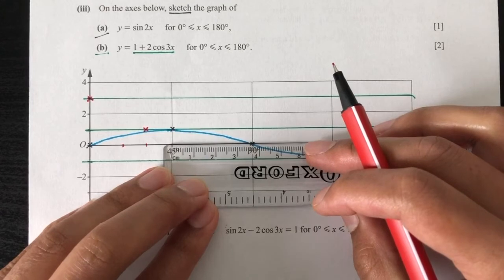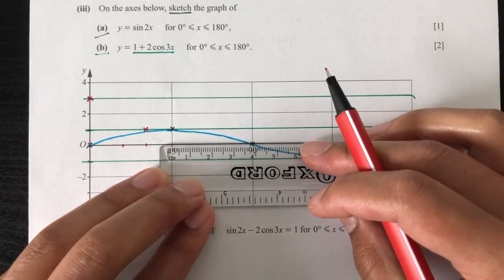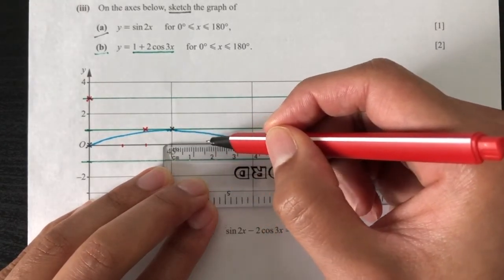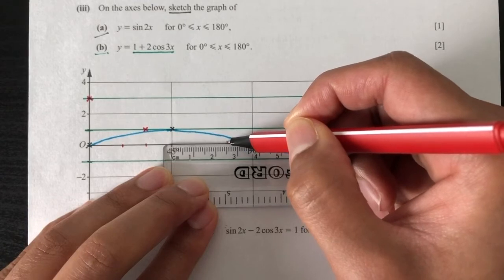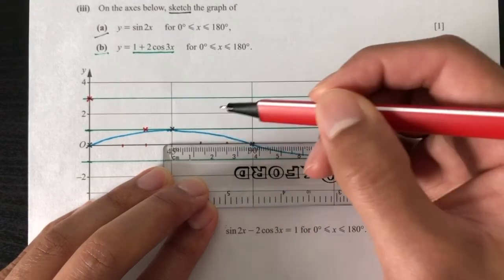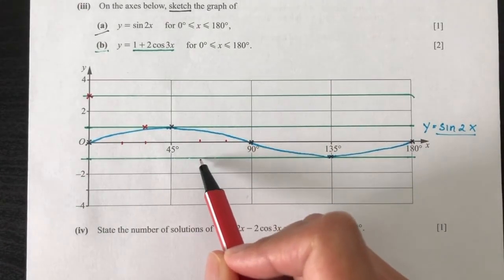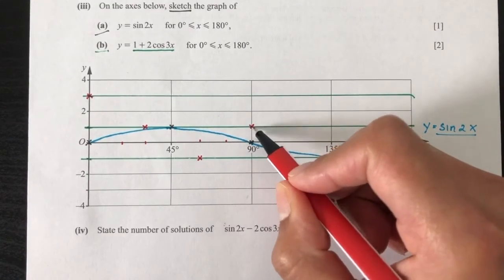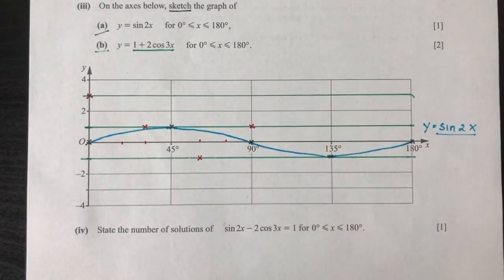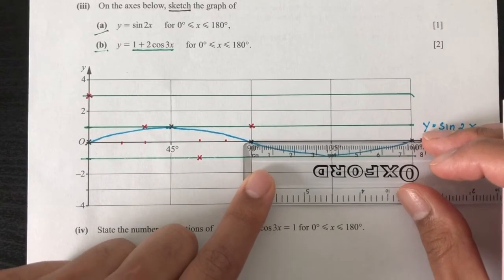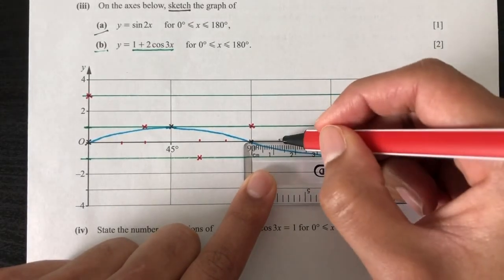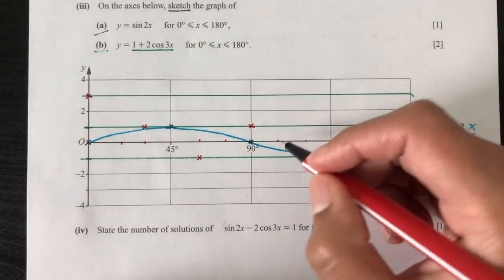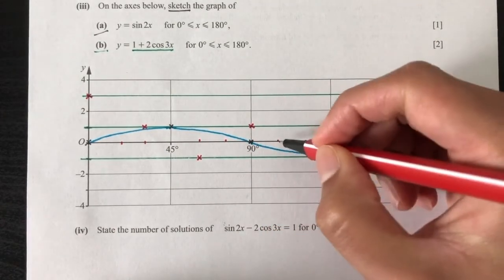60 will be the next one here. So approximately about right here. So 60, minus 1. Then we have 90, that will be 1. Then we have 120, that will be 3. So 120, let's say it's about here. It doesn't need to be exact because it is only a sketch, so that is okay. 120 should be 3.